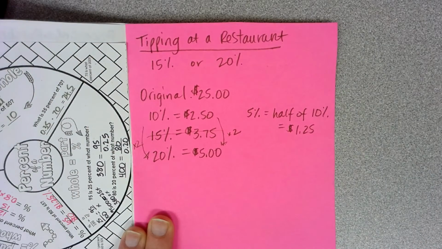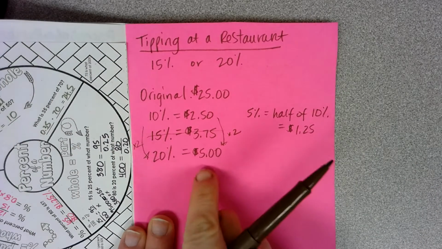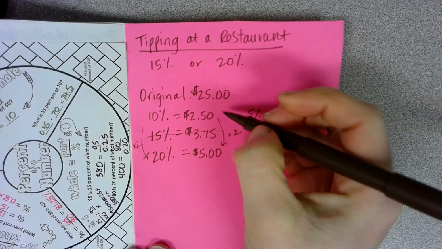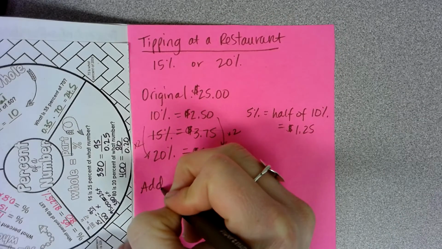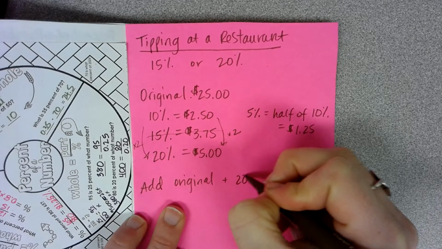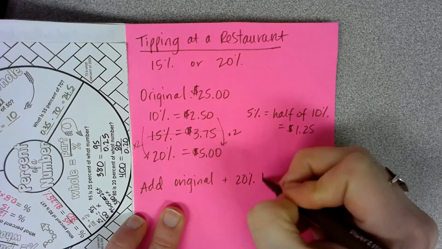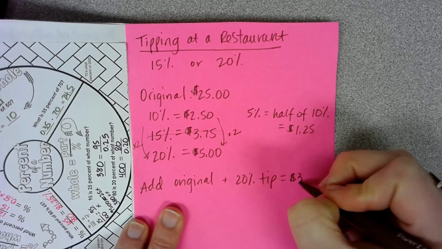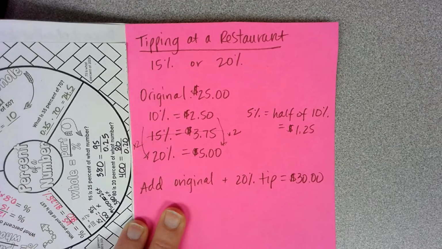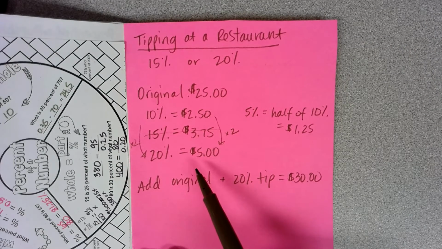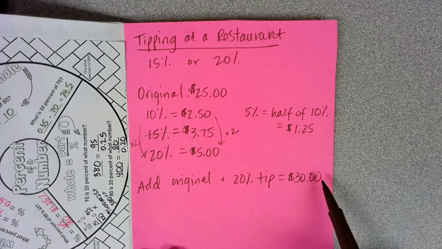Okay, so 20% tip for this bill is $5. Now I add the original plus your 20% or your 15% tip together, and I end up getting $30 even. So now I know what my original total is, how much I'm going to tip my waiter or my waitress, and also what my new bill would be. So this would be my new total.